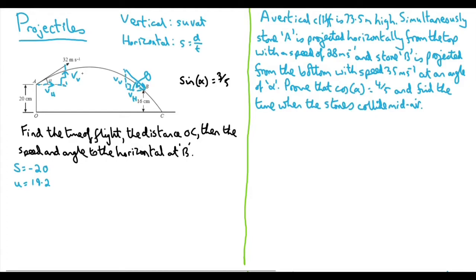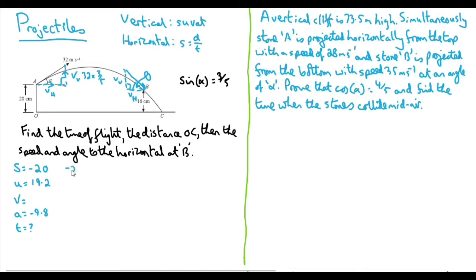So just to specify, you've got 32 times 3/5. We don't know what V is going to be, but we know that A is going to be minus 9.8, and we're trying to find T. So we have S, U, A, and T. We'll use S equals UT plus half AT squared.